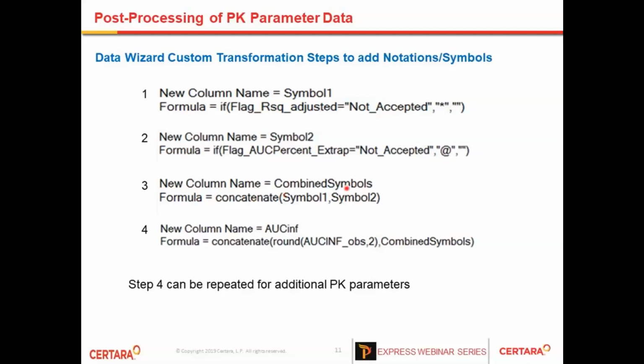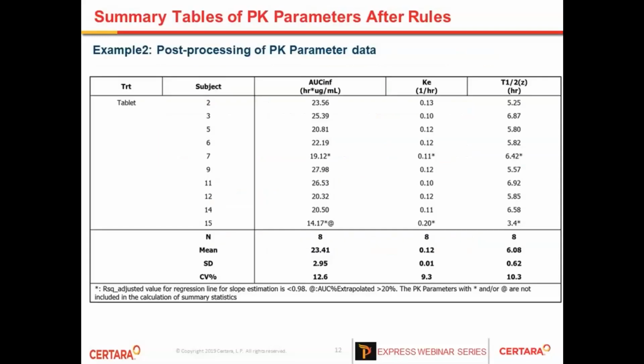Then it combines the symbols, and then finally concatenates, takes the value of the parameter and adds the symbols to the end. And you could repeat that process for any more. We'll repeat that step 4 a few times for some other parameters. And here is the result of that table.